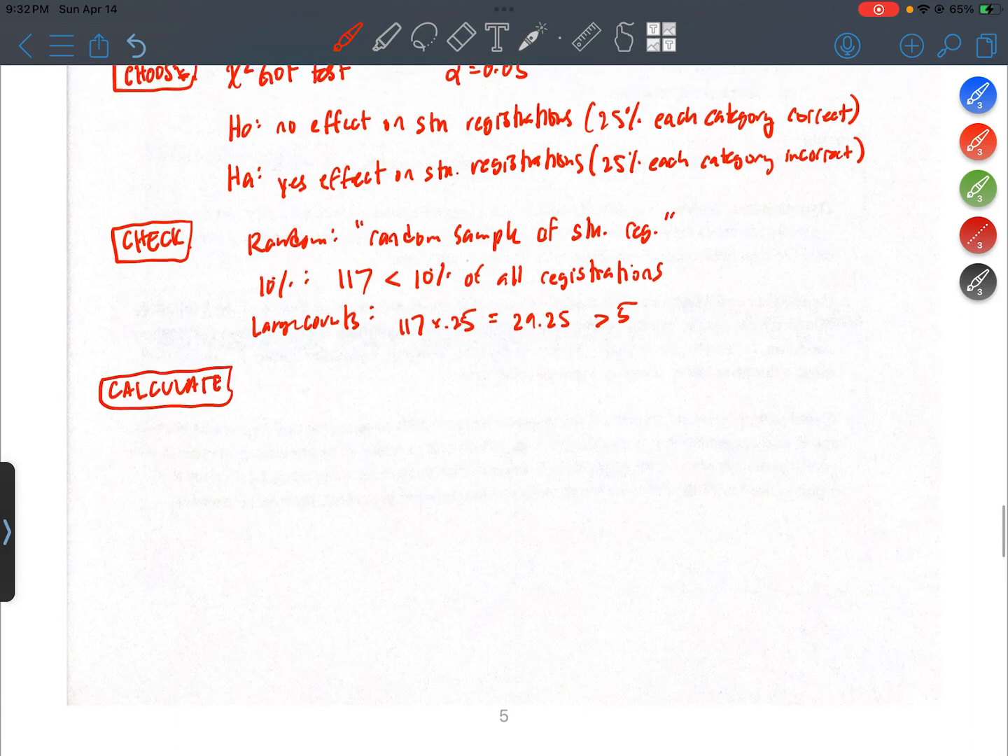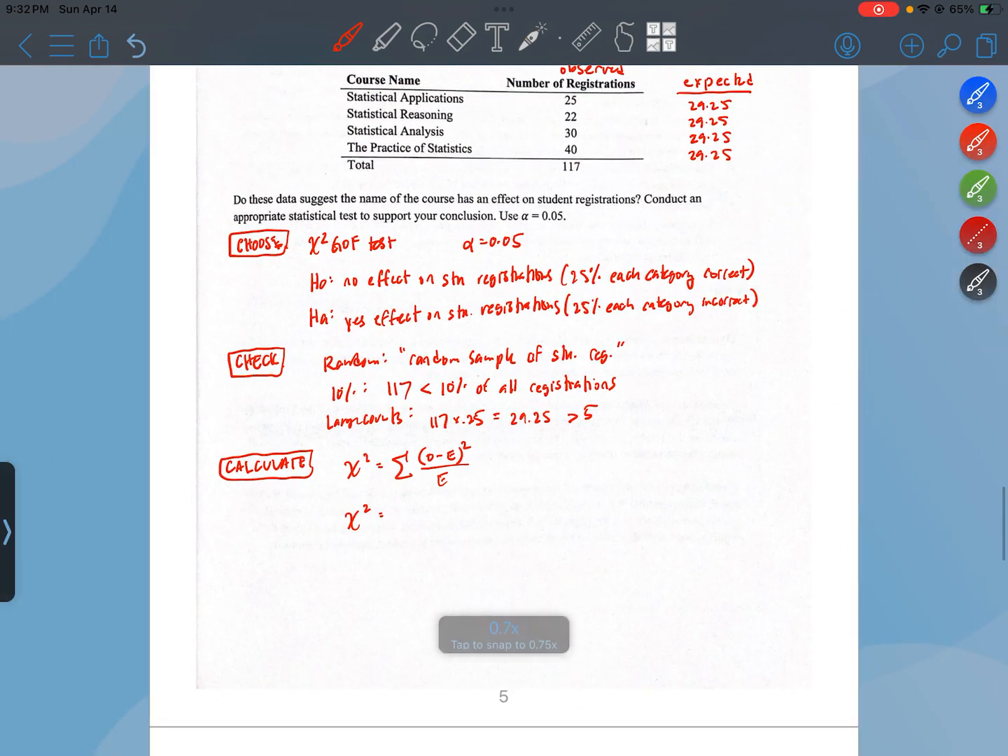Now we're going to do some calculations. We'll start with the specific formula. It's the sum of the observed minus expected squared over expected. Let's go ahead and write out some of these terms. That'll be 25 minus 29.25 squared over 29.25, plus dot dot dot, plus the last term will be 40 minus 29.25 squared over 29.25.